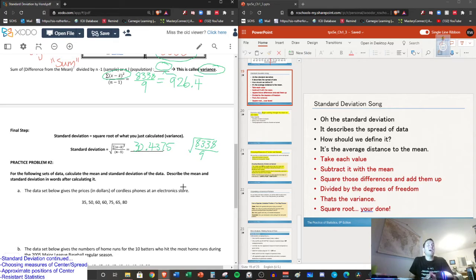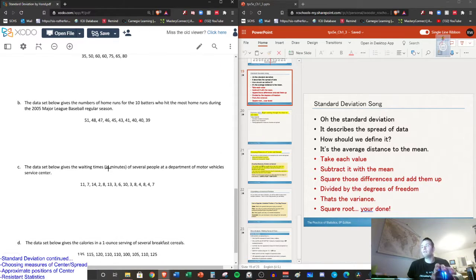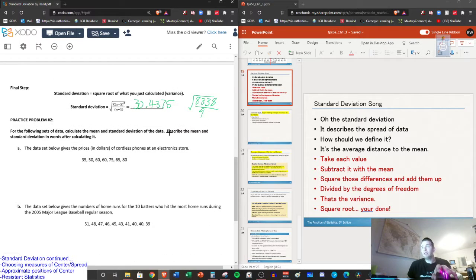Again, are you going to have to, on a test, memorize this formula? Not really. What I'm trying to instill here is the concept of standard deviation. That's really what I want, okay? The concept of standard deviation. So you need to finish the back here, A through D. You don't have to do these by hand. Use the calculator to do it. But I want you to describe the mean and standard deviation in words.